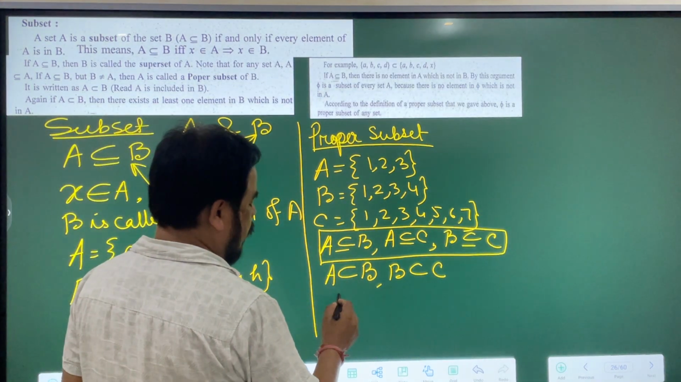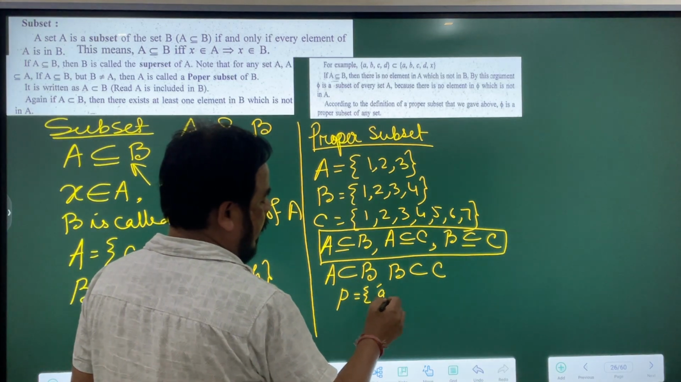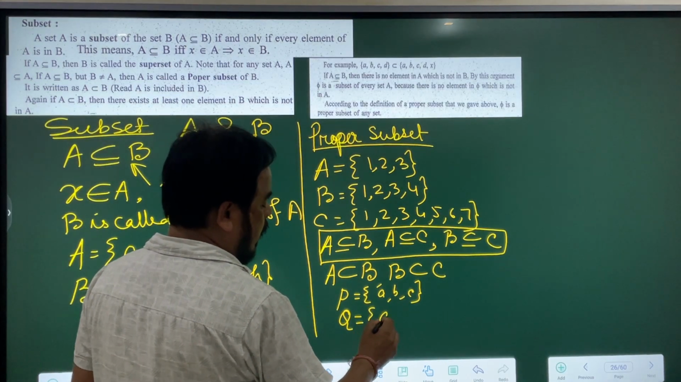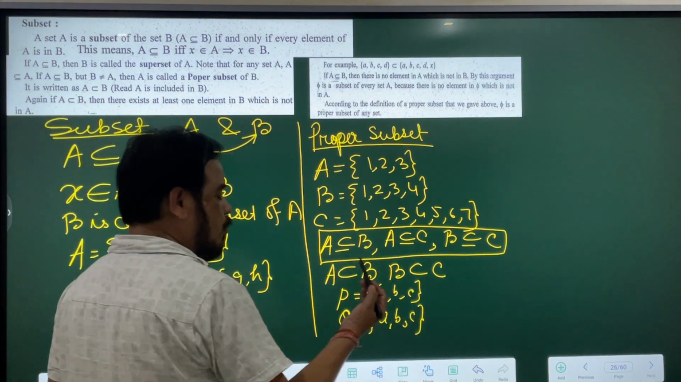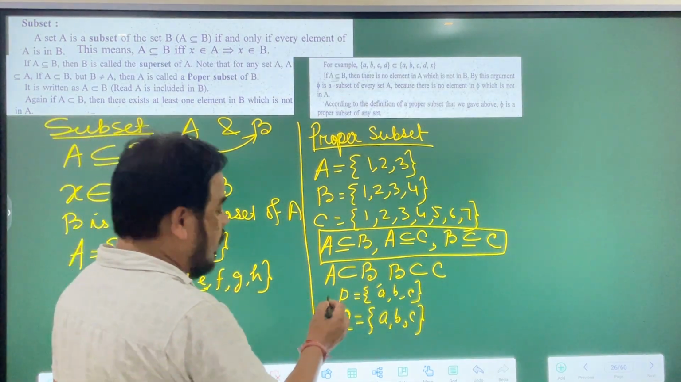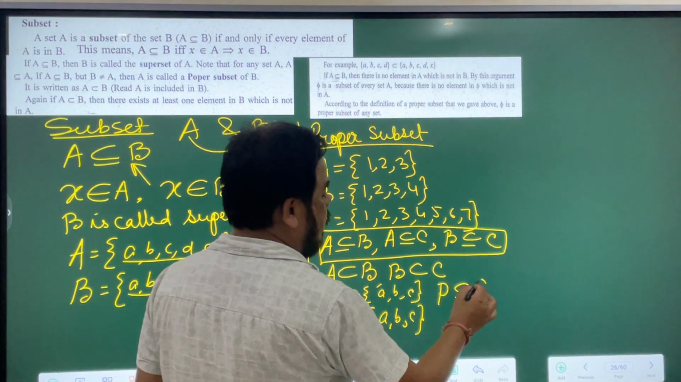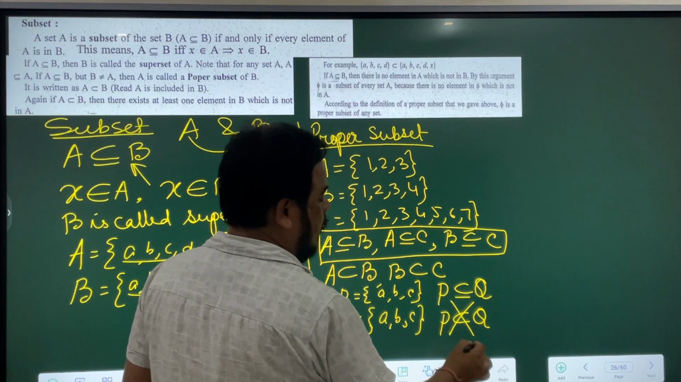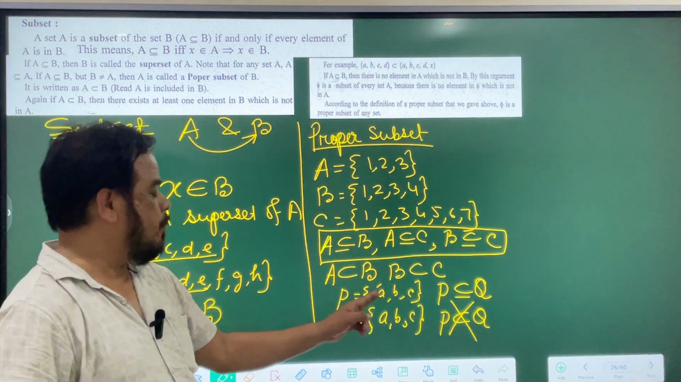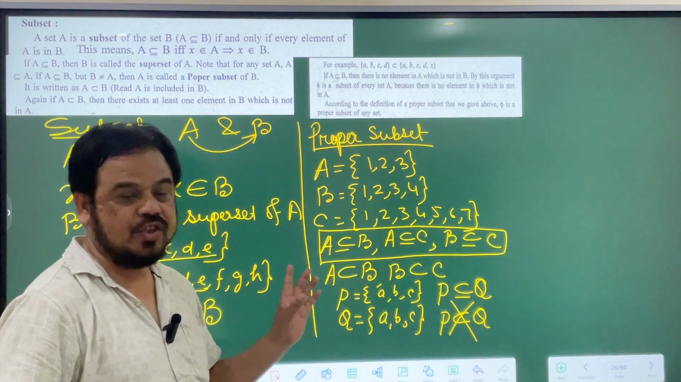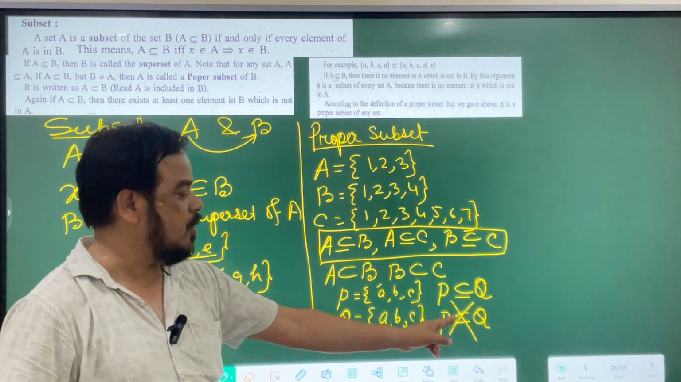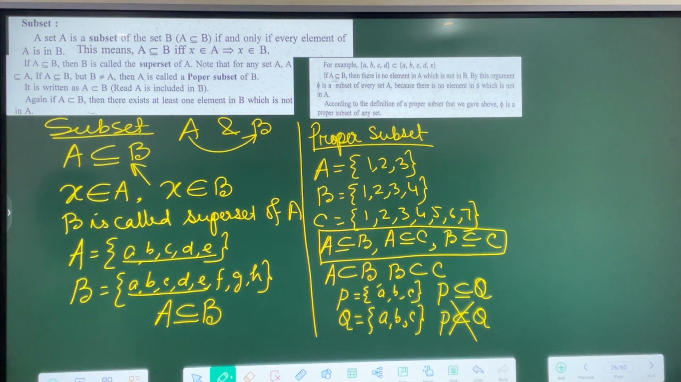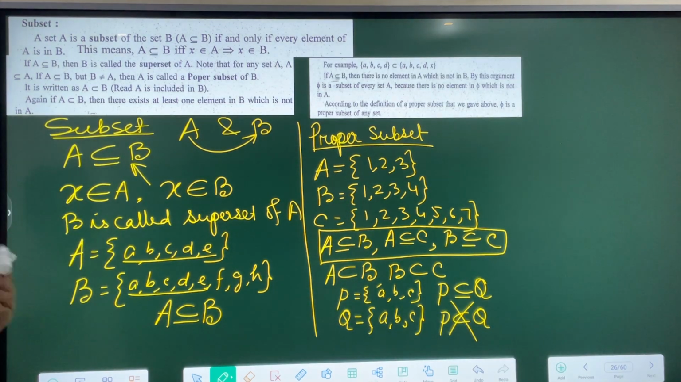Look here again. One more example. P is A, B, C. Q is a set. This one A, B, C. Here also A, B, C. So in that case, we can write only P is subset of Q, but we cannot write P is proper subset of Q. All the elements of P are present in Q, but it has no extra element. So in that case, we cannot use P is proper subset of Q. Subset and proper subset, I hope you can understand properly.